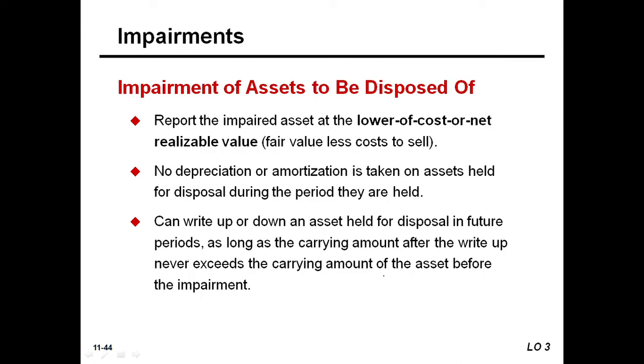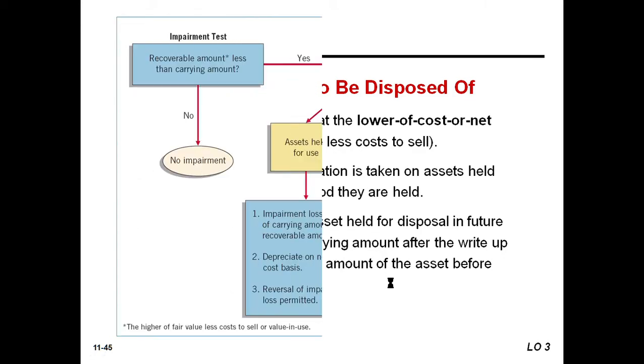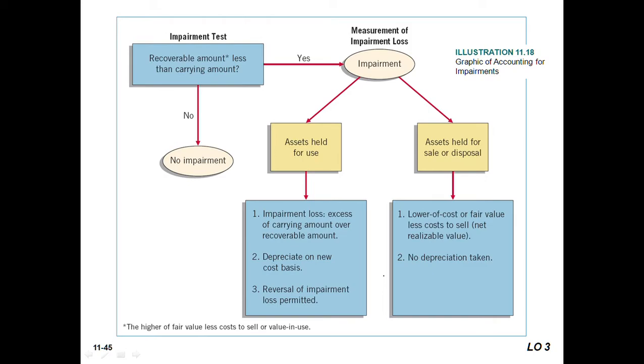Right, you can write up or down the value of the asset, doesn't matter. You can say that okay, the value has increased or decreased, doesn't matter, but the carrying amount after the write up can never be more than the value of the asset before the impairment. Okay, so how does that work? Let us have a look at that.